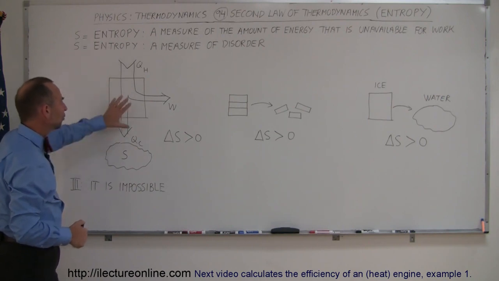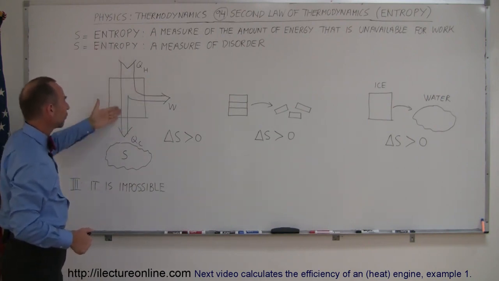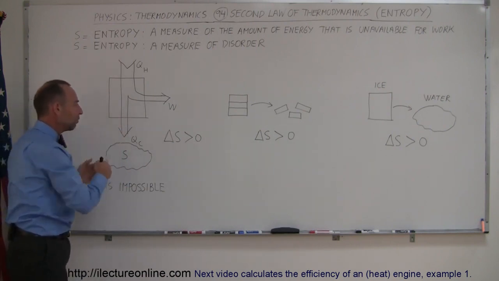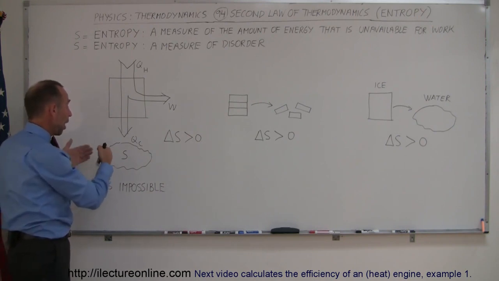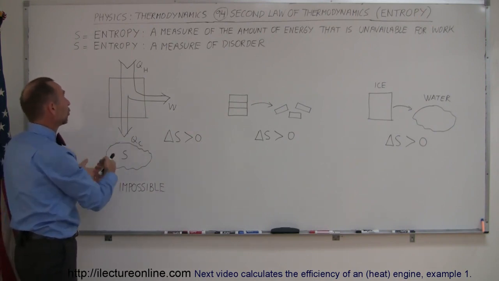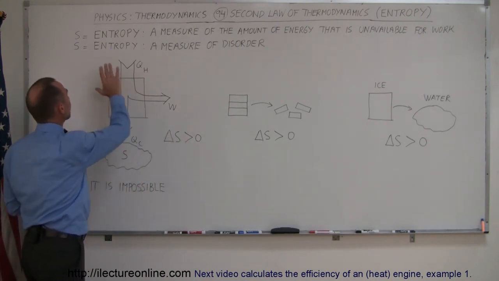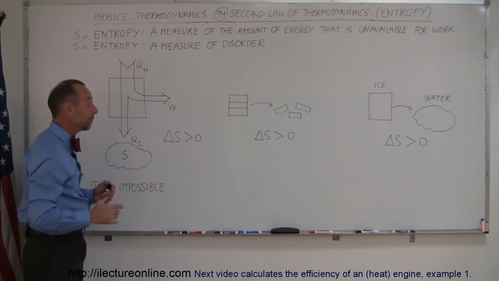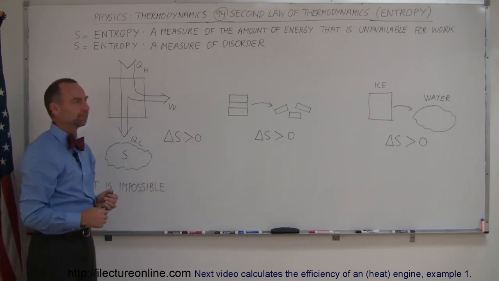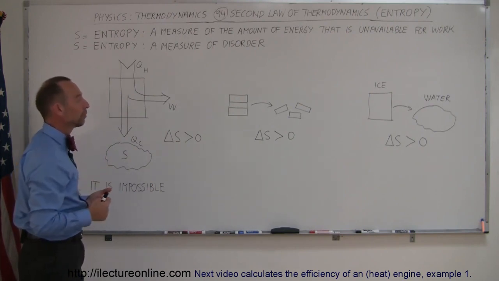So because doing work with a heat engine requires heat to flow from a hot to a cold reservoir, more and more heat ends up in the cold reservoir. Therefore, more and more energy is unavailable to do work with. So therefore, the entropy, S, we use the letter S for entropy, I don't know why, but there it is, the change in entropy is always going to be positive. Again, that's the amount of energy unavailable for work.